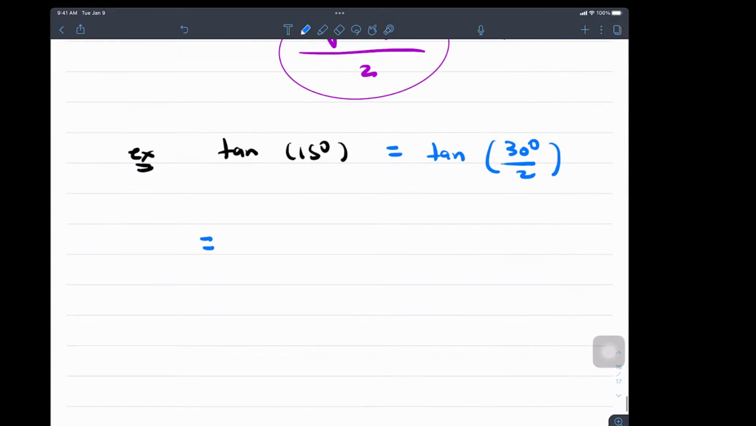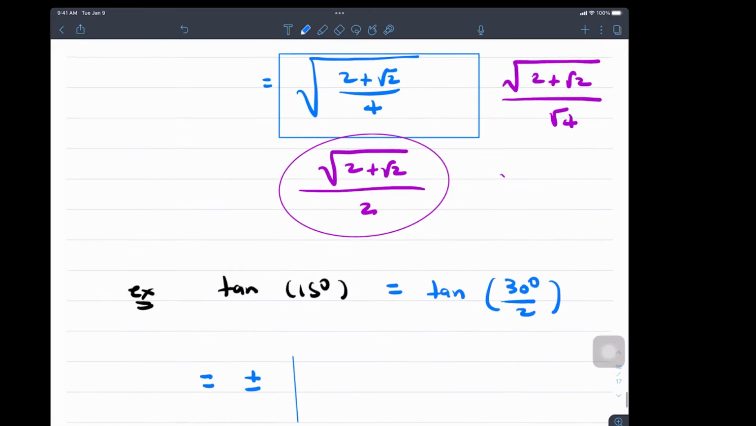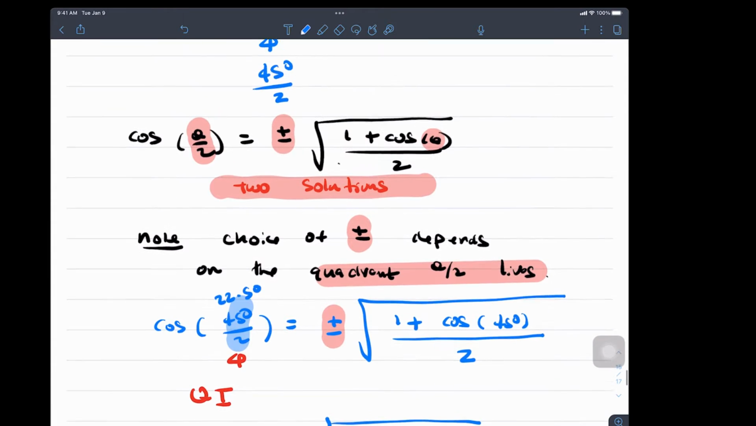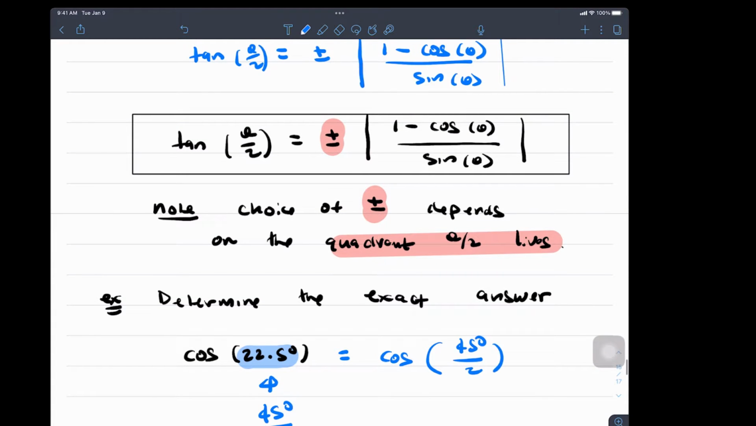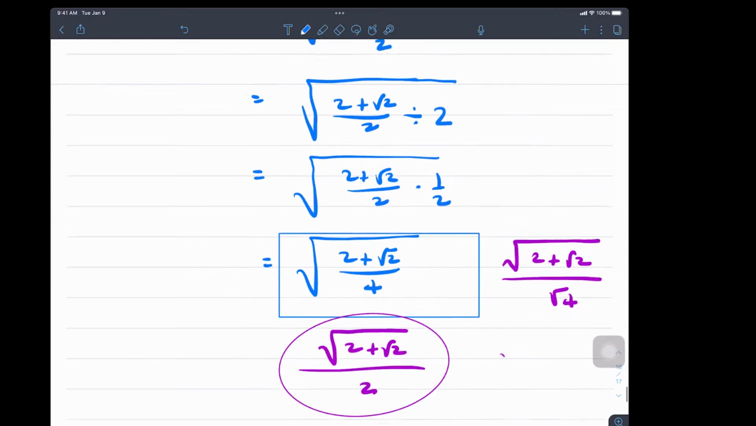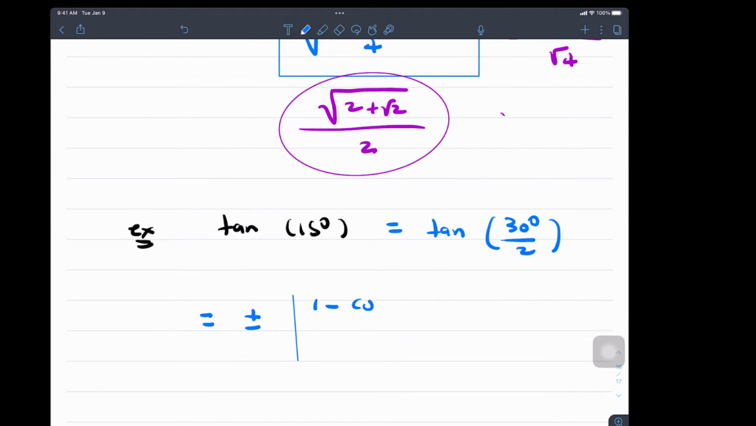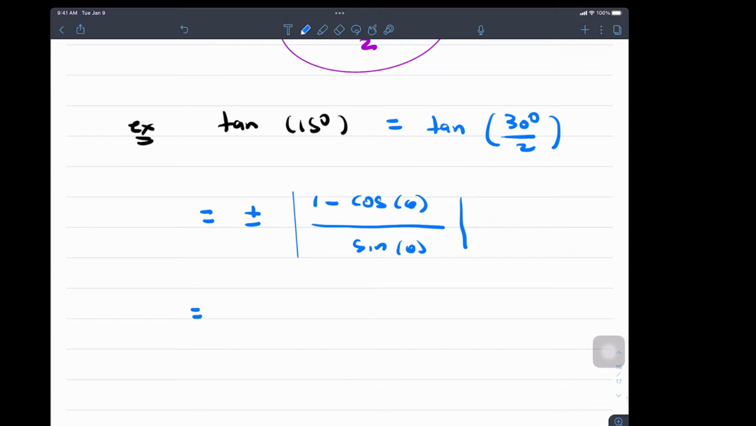Okay. What was that formula we had? Plus or minus absolute value of what? One minus cosine over sine. Is that right? And in all honesty, you say, well, where does 15 degrees live? Take a look at this interesting thing. This lives in quadrant 1. What do we know about the answer? The answer is strictly positive. Is that true?